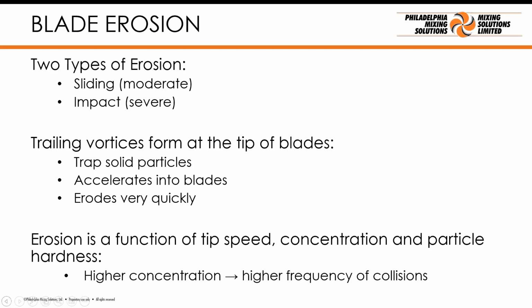The particles get caught up in the trailing vortices. They get accelerated, they hit the blade tip at a high velocity, and the blade erodes very quickly. So the erosion rate is a function of tip speed, the concentration, and how hard the particles are. So the higher the concentration, the higher the frequency of collisions.